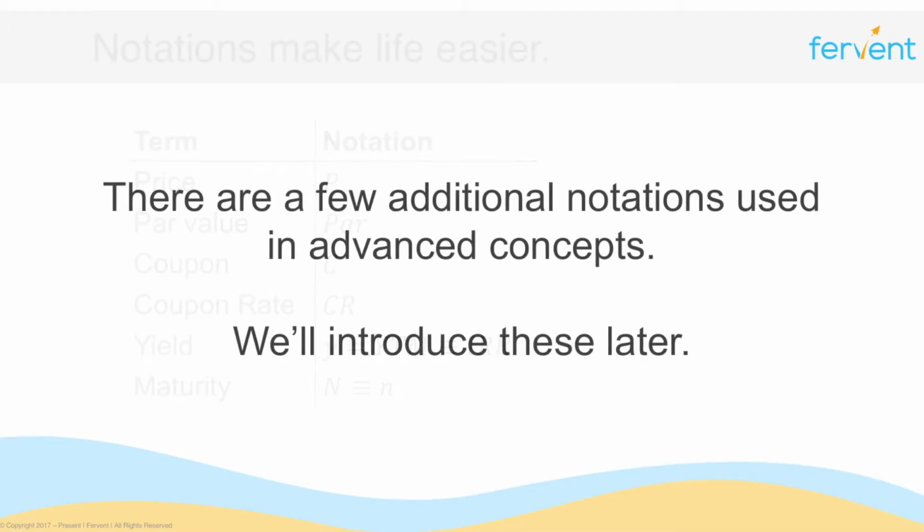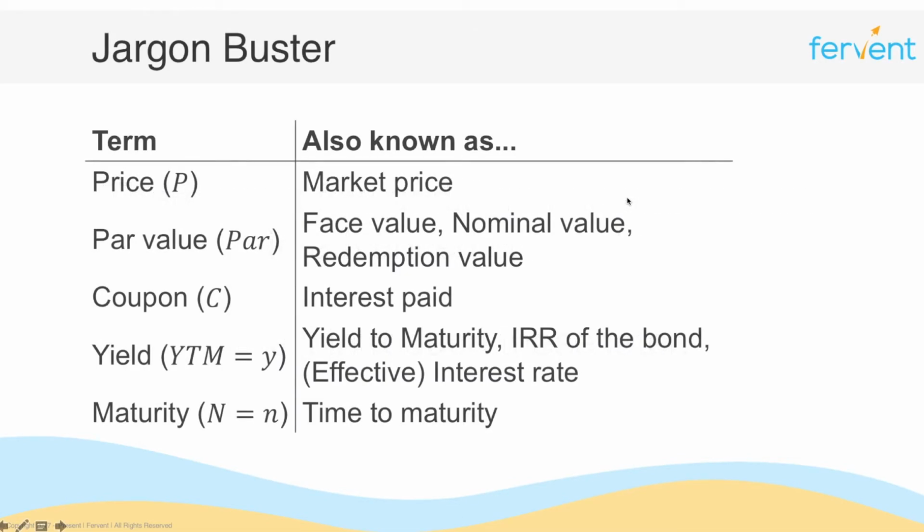Now, there are some additional notations that we use in the more advanced concepts, but we'll introduce these notations later on, so you don't get overwhelmed by it now, because we're not going to be using those notations for the first half of the course anyway. Just as a final slide, we've included a Jargon Buster, so you always know that all of these different terms mean exactly the same thing. For the most part, I'm going to be quite consistent using the primary term. I might end up calling it these things as well, but generally speaking, I'll try and use the primary terms.